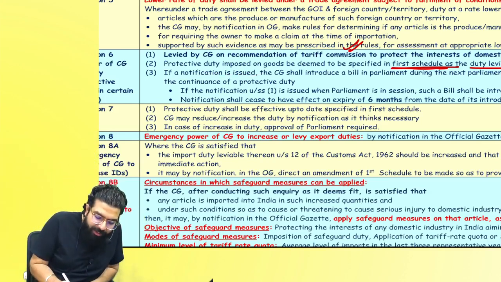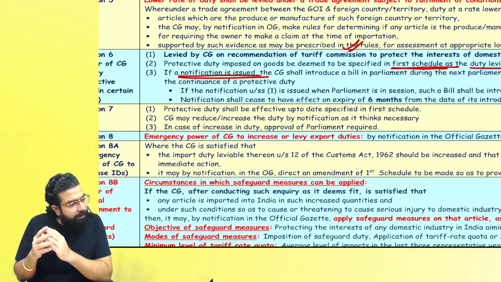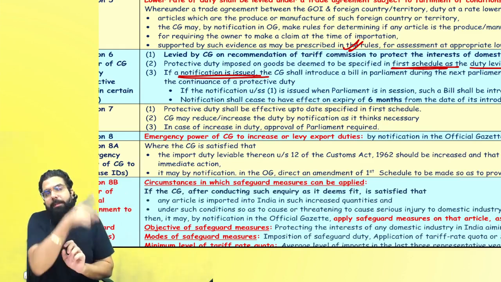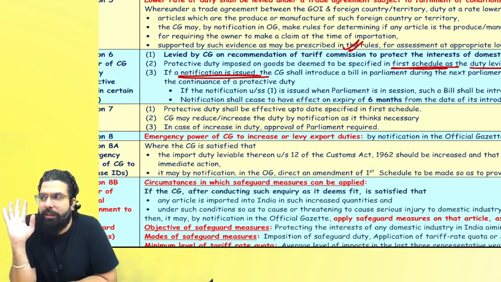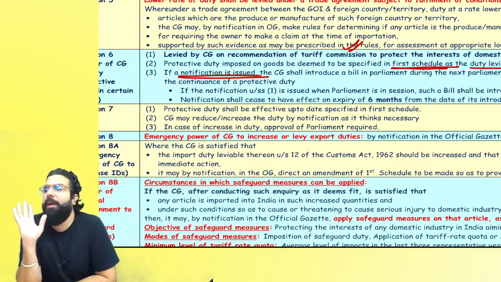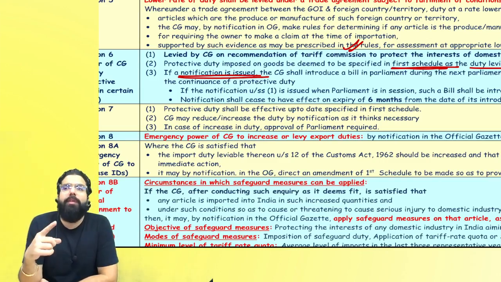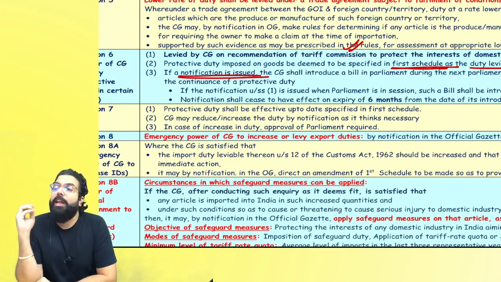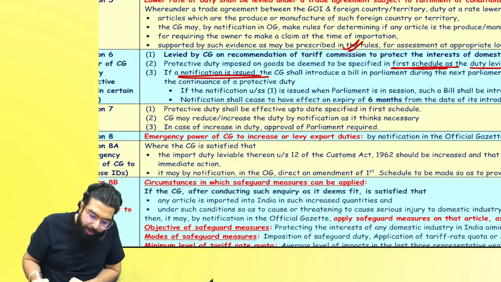Remember always, if a notification is issued by the government levying protective duty, and if the parliamentary session is going on, in that parliamentary session they have to introduce a bill and make the amendment to the Custom Tariff Act. Basically they should amend the rate which is told in the Custom Tariff Act. If a parliamentary session is not ongoing, in the next parliamentary session a bill has to be introduced and the amendment should be done in the Custom Tariff Act. If they introduce the bill and the bill is not passed within 6 months in the parliament, then the notification imposing protective duty will cease to have effect. I hope everyone is clear.